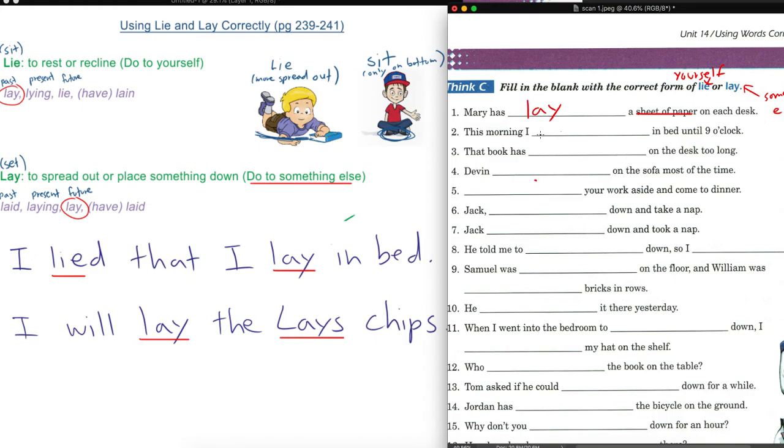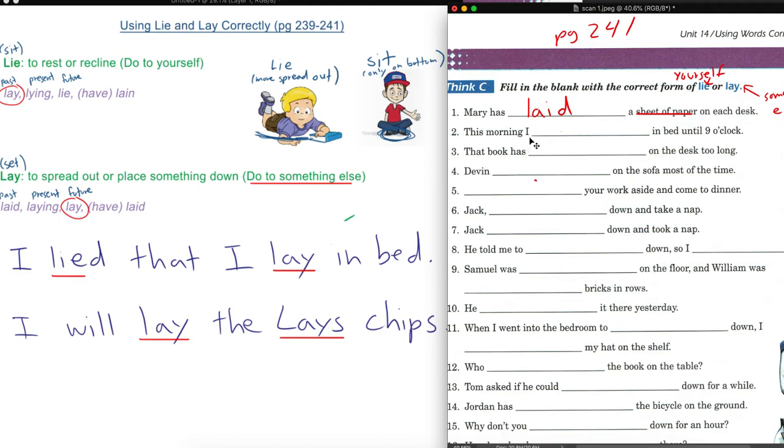Oh, sorry, correct form. So I was like, that's not correct. She has laid. You can't just use lie or lay, you have to use the correct form. So which form is it: laid, laying, lay, or have laid? Well, past tense, right? Has laid. Oh, this is actually the second page too. This is page 241. So, working a little bit backwards: Mary has laid a sheet of paper on each desk.